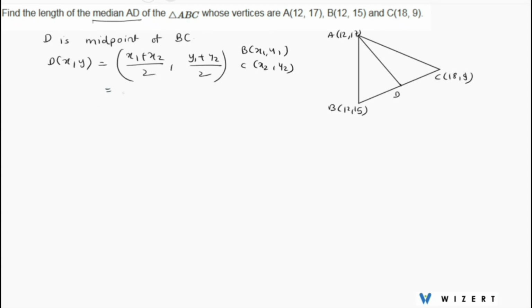So let's see, x1 is 12, x2 is 18, divided by 2, comma, y1 is 15, y2 is 9, divided by 2. So we get the coordinates of D(x, y) as 18 plus 12 is 30, 30 by 2 is 15, comma, 15 plus 9 is 24, 24 by 2 is 12. So we get the midpoint of BC, which is D, as (15, 12).